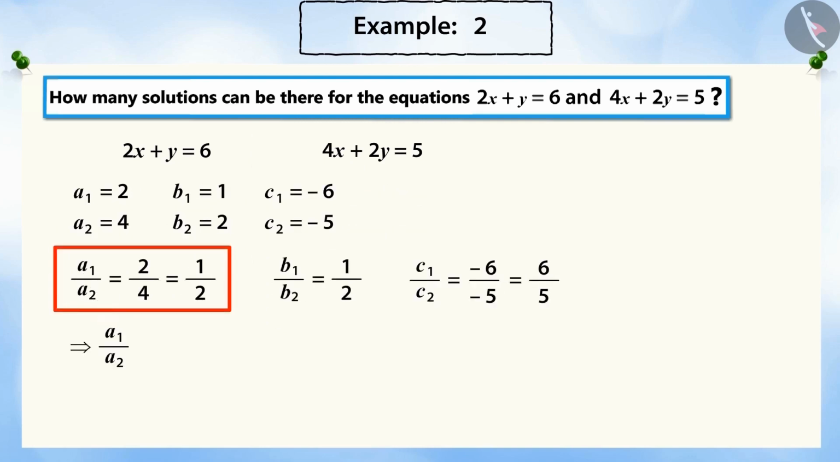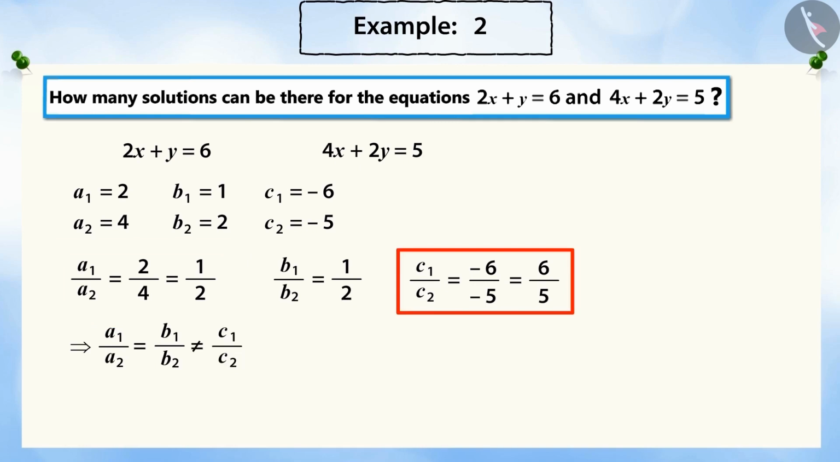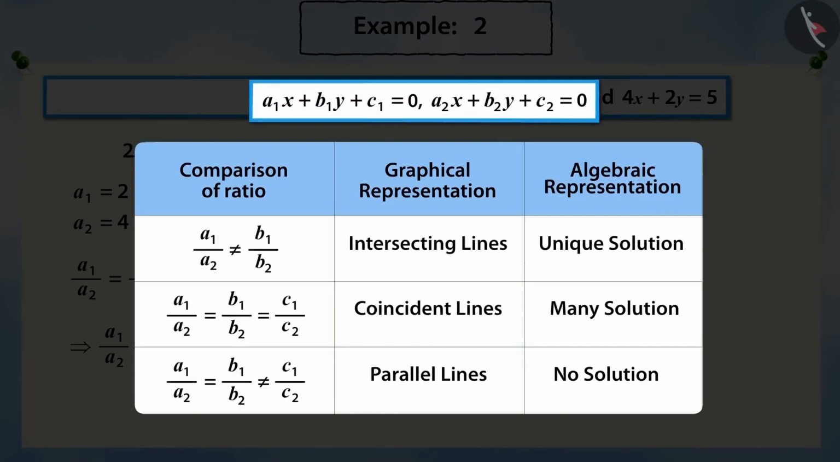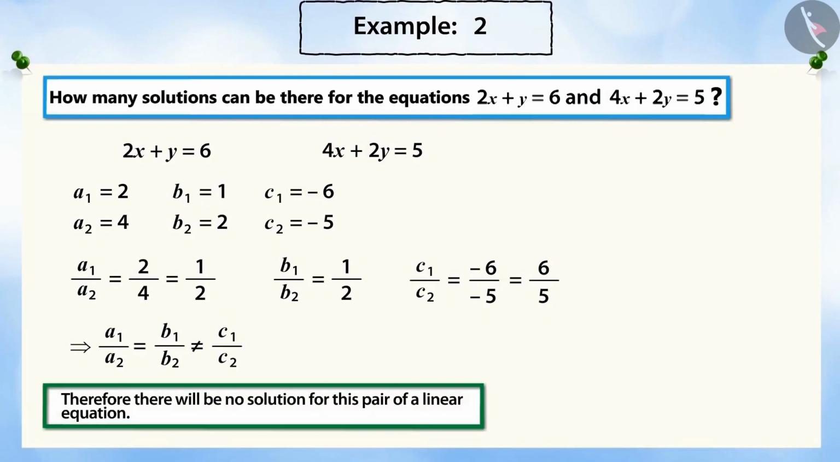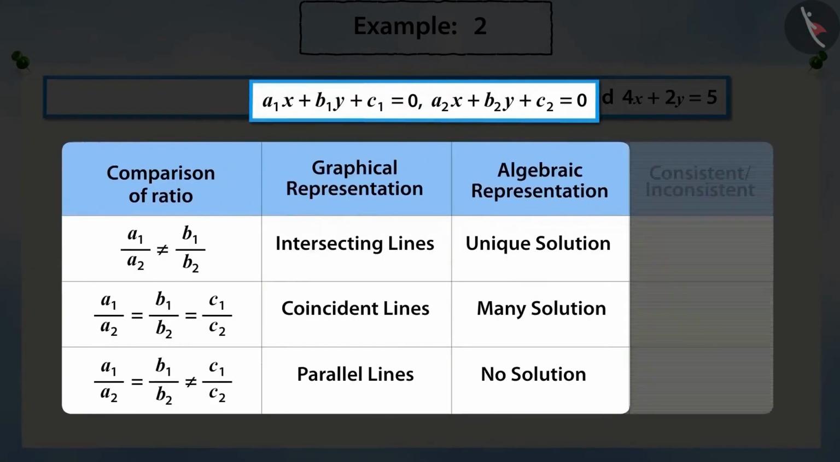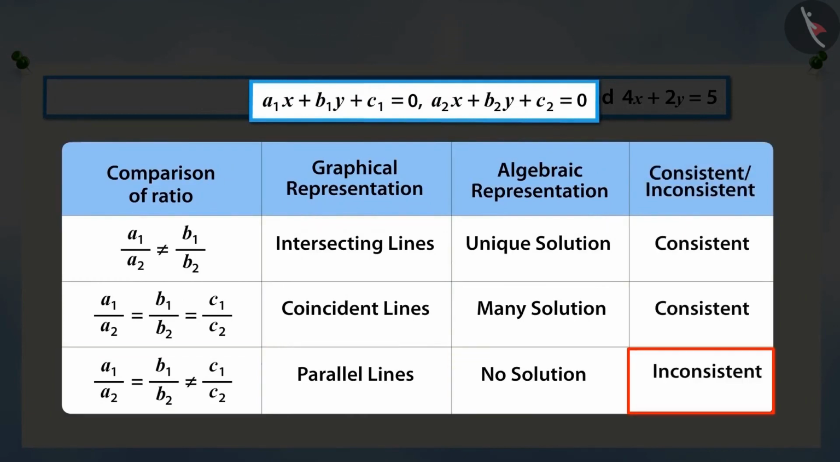We see that here a1 divided by a2 is equal to b1 divided by b2, but that is not equal to c1 divided by c2. In the previous video, we studied the behavior of the lines of a pair of linear equations, according to which the given linear pair represents parallel lines, which have no solution. Can you tell if the given pair of equations is consistent or inconsistent? Because this pair of linear equations does not have a solution, it is an inconsistent pair of linear equations.